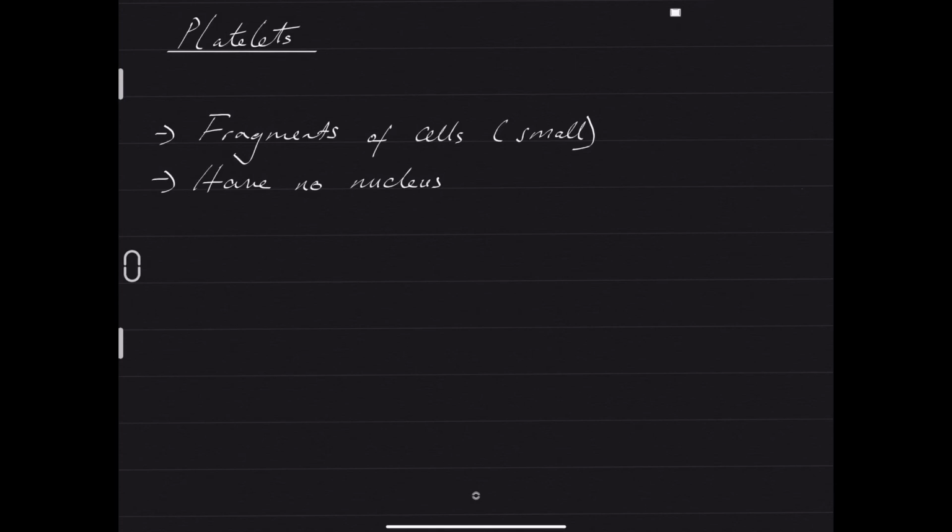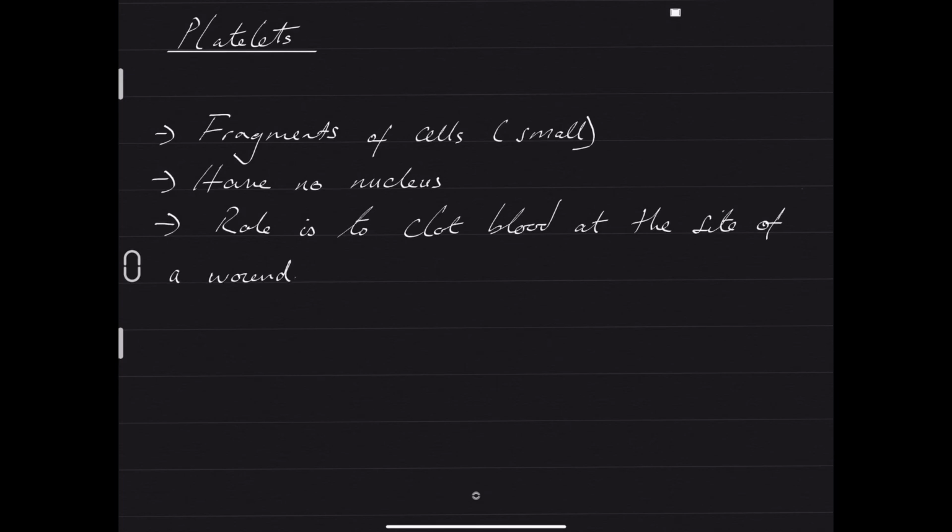Okay, so platelets do not have a nucleus. They are important, so their role is in blood clotting. Their role is to clot blood at the site of a wound. This is actually a very important role, because if your blood was not to clot at a site of a wound, you could very easily bleed to death.